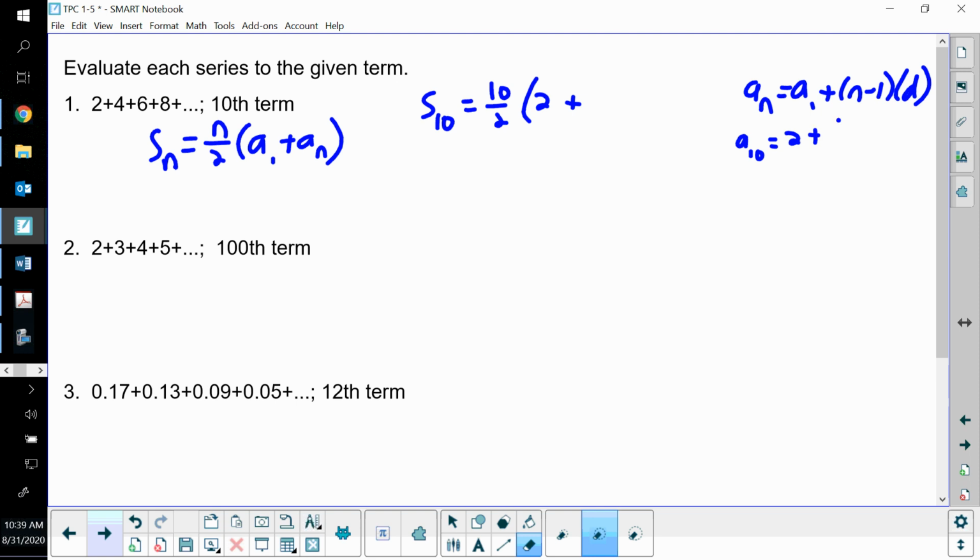So we got 2 plus 10 minus 1. Our d also happens to be 2 here because it was going up by 2 each time. We end up getting 20 back for that. And when we punch that all in, we end up getting 110. So if we added up the first 10 terms there in that series, we would get 110.